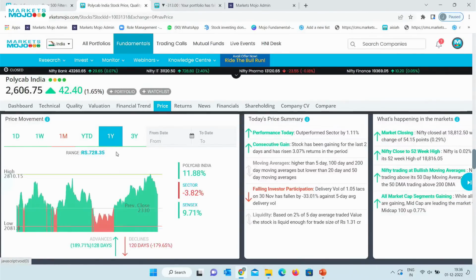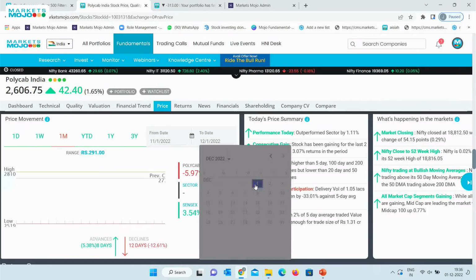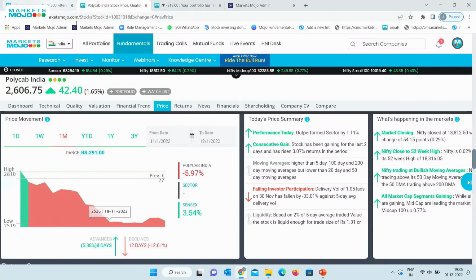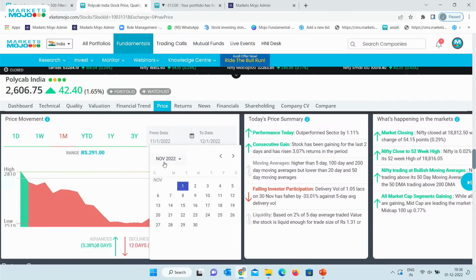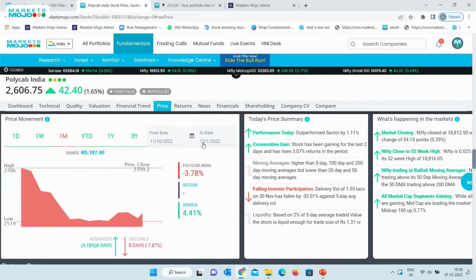Now, if you don't want to see 1 month, 1 year, we have a calendar year as well. So you can pick any of the dates since the company was listed and filter on that particular date. So if you want to see any particular company, how is it done from its result? Simply put the result date over here. Let's say the result was on 10th November and today. And you get a particular comparison over here of how the company has performed versus Sensex.